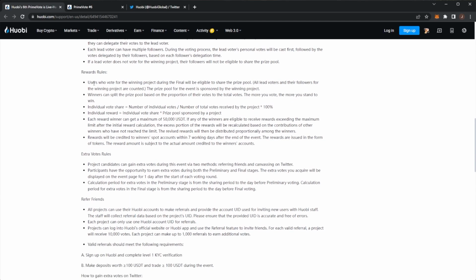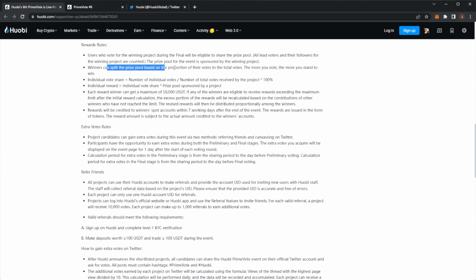So the rewards. Users who vote on the winning project will be eligible to share the prize pool. The prize pool in the event is sponsored by the winning project. Winners can split the prize pool based on the proportion of their votes to the total votes, which means, of course, the more you vote for that one project, if it does win, the more you will receive. So it is just a direct split of the votes.